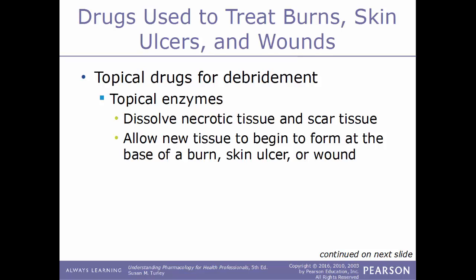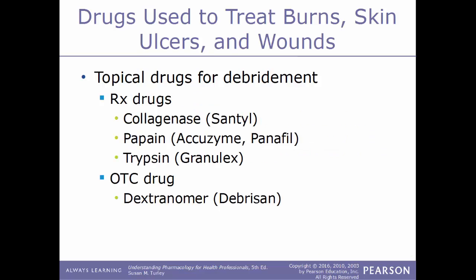Now, some examples of topical drugs for debridement, which is the removal of tissue, include topical enzymes. And these work because they dissolve the necrotic tissue and the scar tissue. These will help allow new tissue to begin to form at the base of a burn, of an ulcer, or of a wound. These can come in the form of a prescription or an over-the-counter drug.